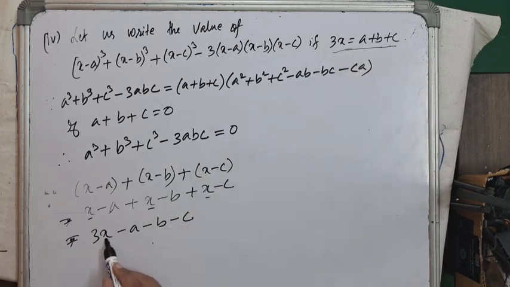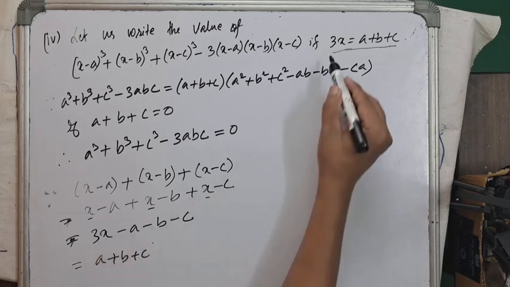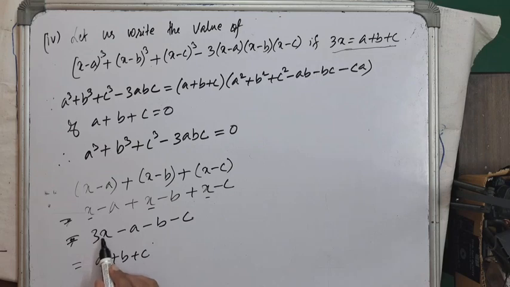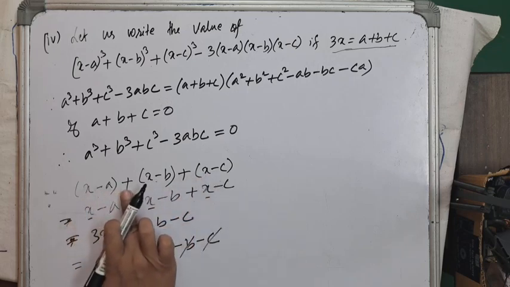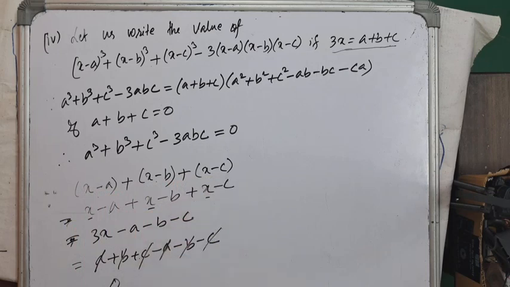Which means instead of this 3x, I write a plus b plus c. This is given to us according to the question. 3x means a plus b plus c. So 3x means a plus b plus c, minus a minus b minus c. So plus a and minus a cancels out, plus b minus b cancels out, plus c minus c cancels out, so we get 0. So a plus b plus c is 0.